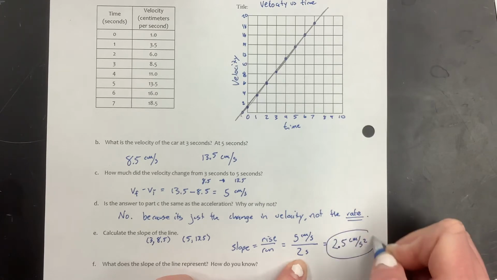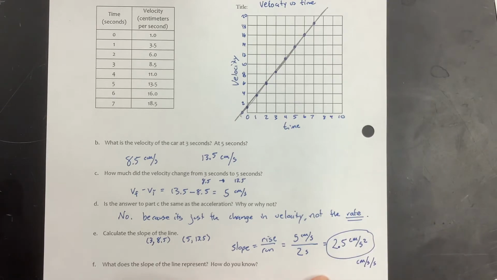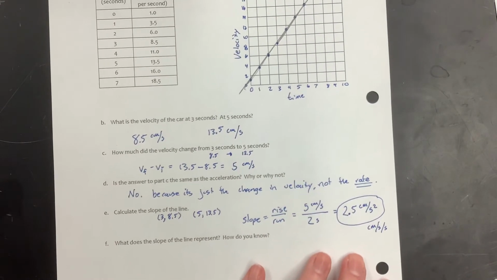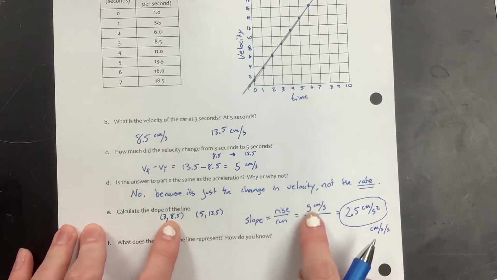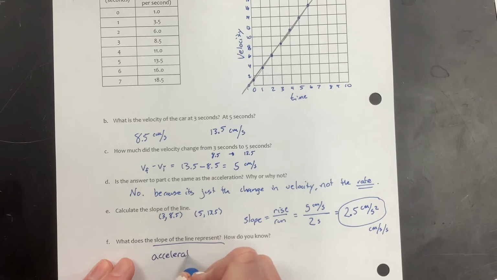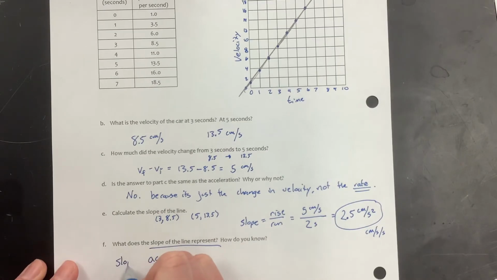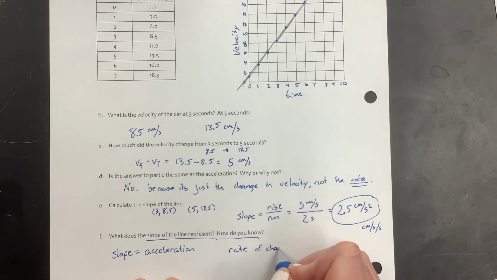Now that's a weird one, and if you wanted to write centimeters per second, that would be totally okay, especially if that makes more sense in your brain. So just to clarify, I use these points to get the rise and the run. What does the slope of the line represent? Okay, so this is where we can write down that it is the acceleration. The slope is the acceleration. How do I know? Because it is a rate of change in the velocity.